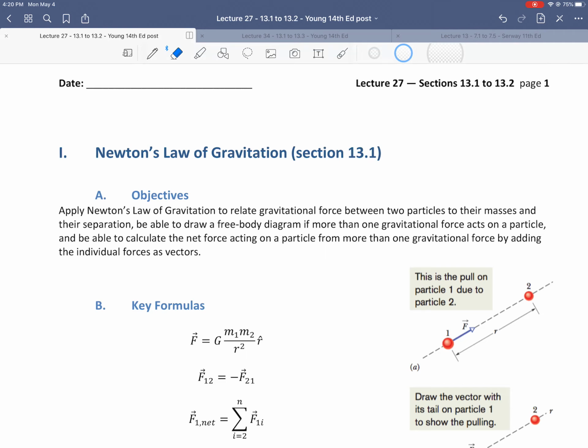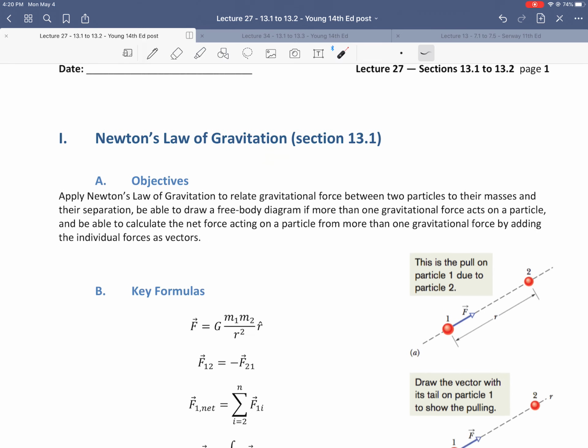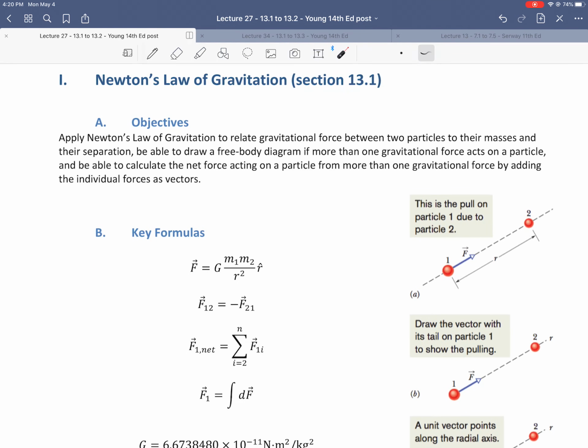In this first video, we're going to introduce Newton's law of gravitation, also known as Newton's law of universal gravitation. But this is the name of the law. This is going to be section 13.1 from Young 14th edition. This lecture video will cover just section 13.1. Okay, so really the point of this first lecture and first section is to introduce the new law.